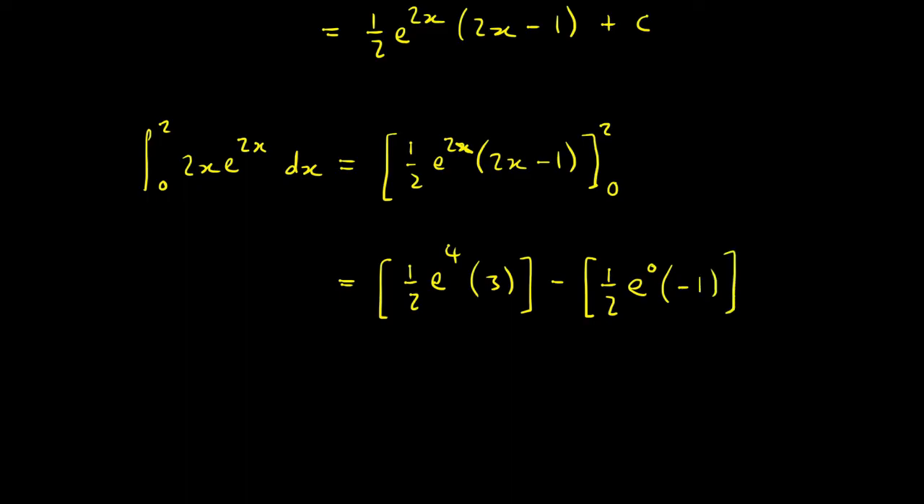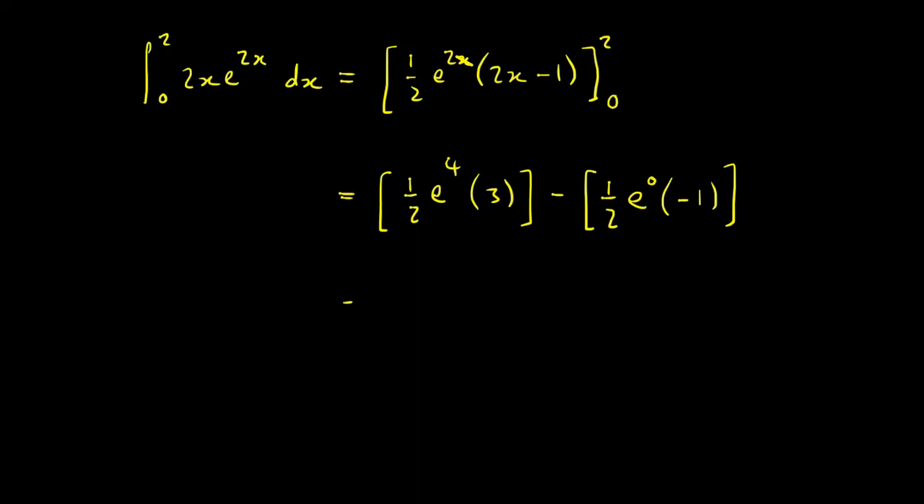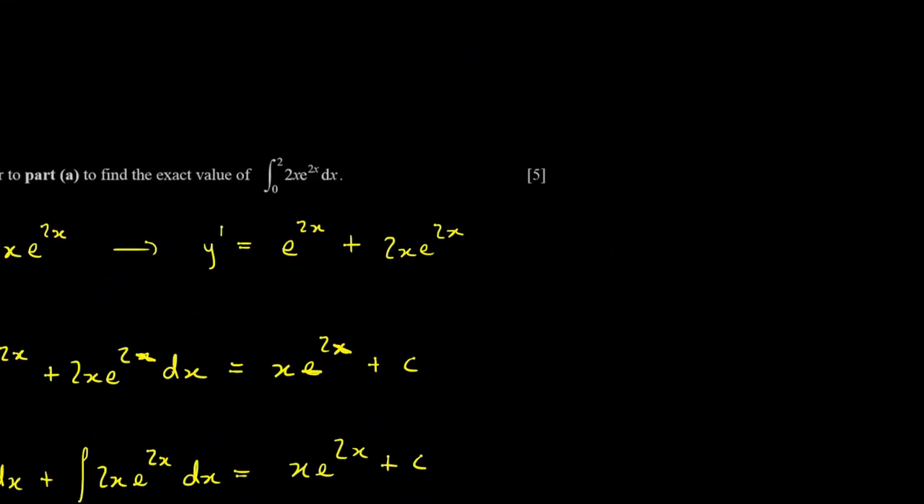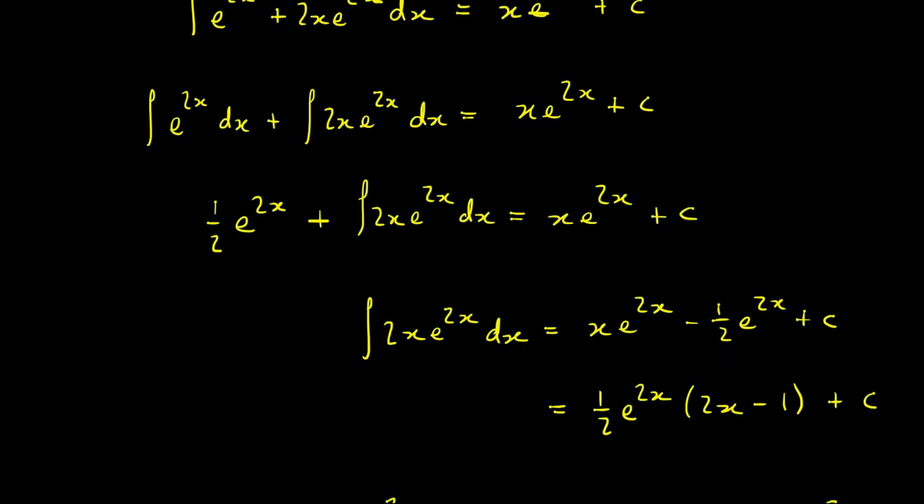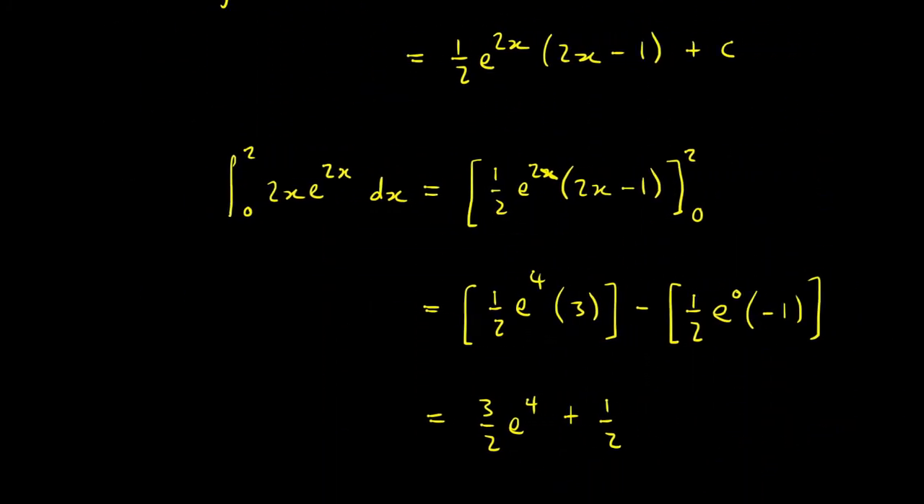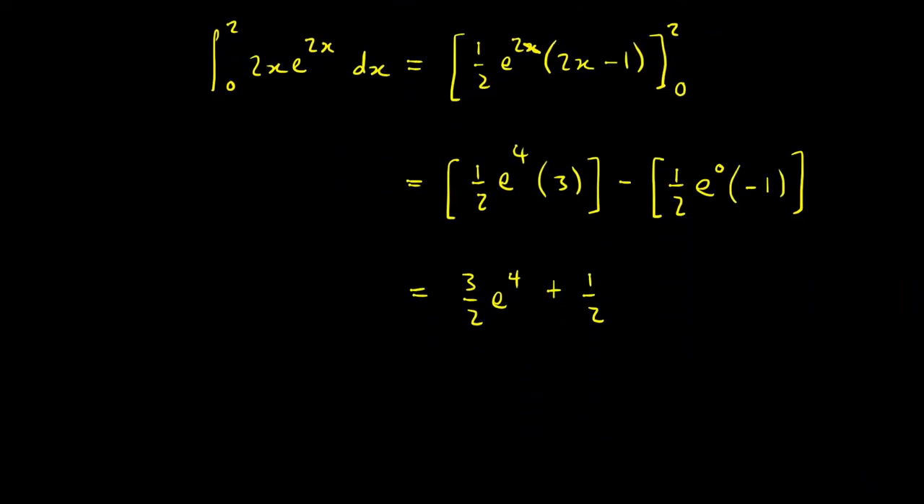So now let's try to simplify this guy. I have got here 3 upon 2 e to the power of 4 minus a half. So that's plus a half e to the power of 0, and of course e to the power of 0 is 1. So we can just get rid of that term there, okay? So in exact form, the answer should be 3 upon 2 e to the 4 plus a half. Are we asked to give an exact form? Yes, in exact. So they won't accept the decimal answers, okay? All right.